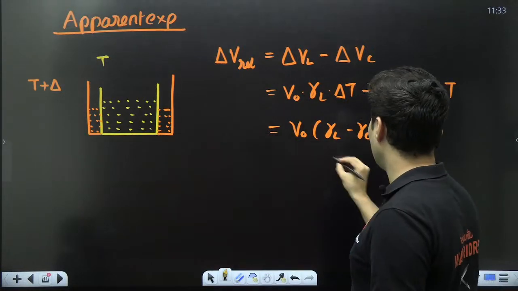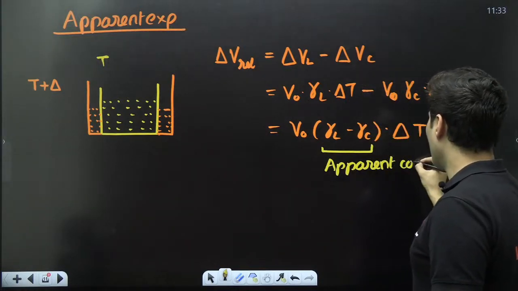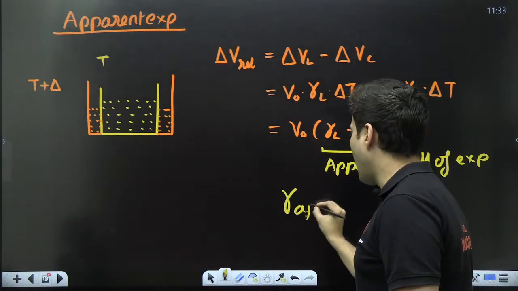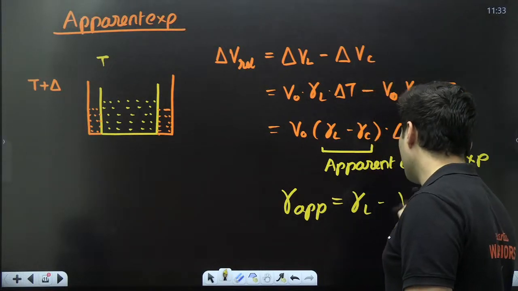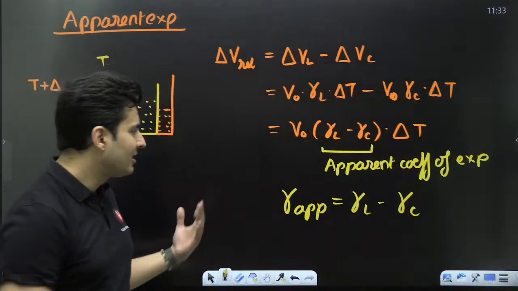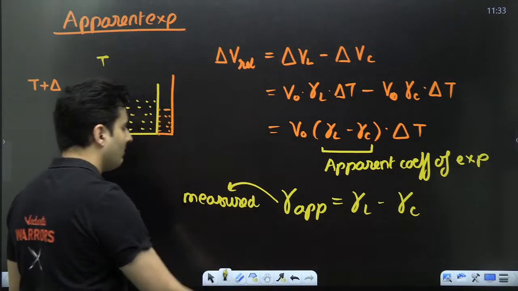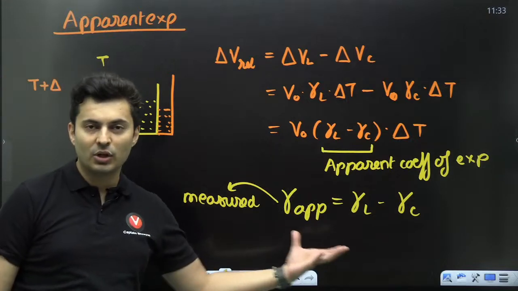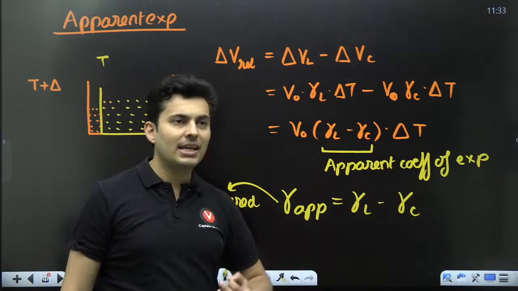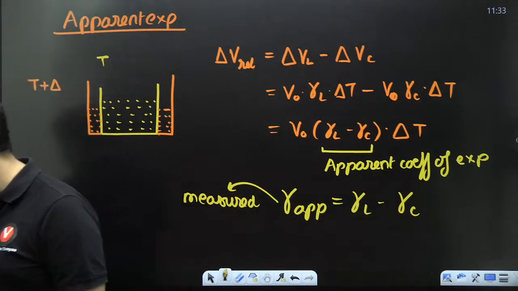This term over here is called the apparent coefficient of expansion. Here the gamma apparent will be gamma of the liquid minus gamma of the container. What you will be measuring will be apparent. This is what is going to be measured, because that is what is seen by you, apparent to you. But actually it will be gamma L, because you have to compensate for the expansion of the container as well.